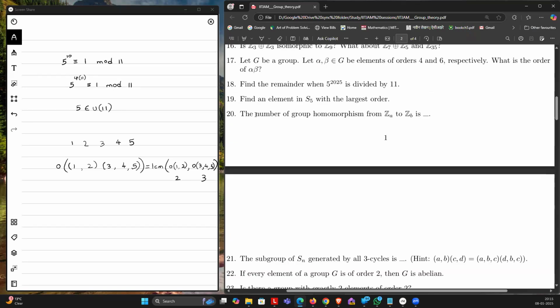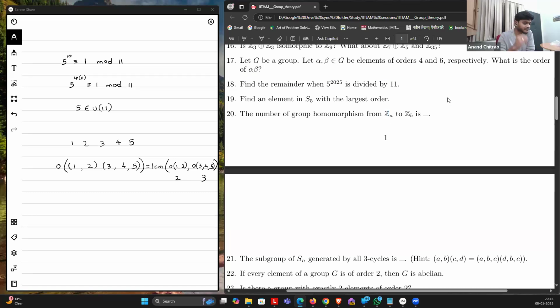Yes, sir. Next, the number of group homomorphisms. There's a typo again, sorry. There should be an S over here. The number of group homomorphisms from Z_A to Z_B is the GCD of A and B. So the cardinality of Hom(Z_A, Z_B) is GCD of A and B.